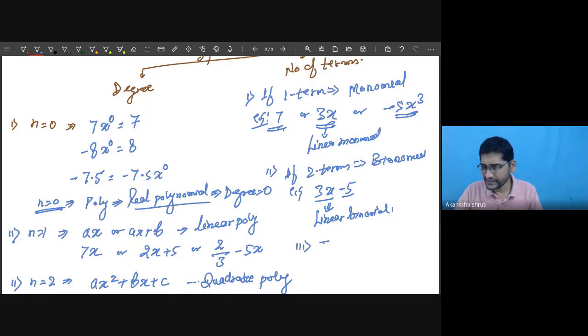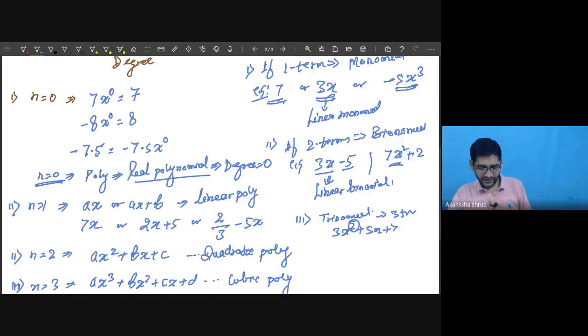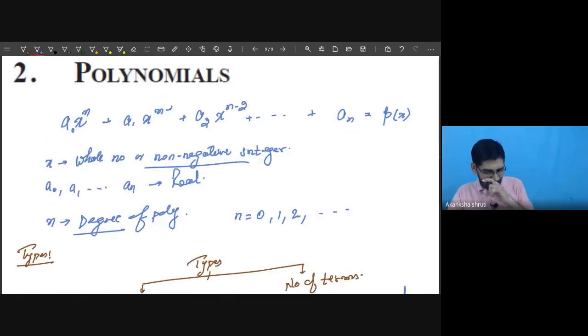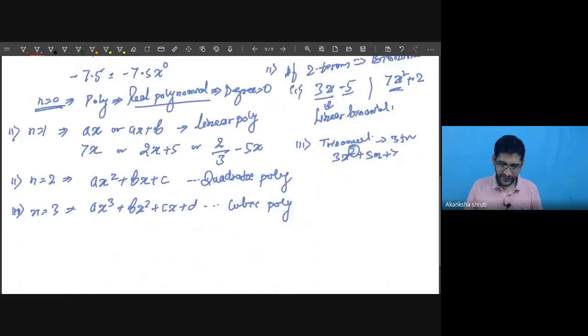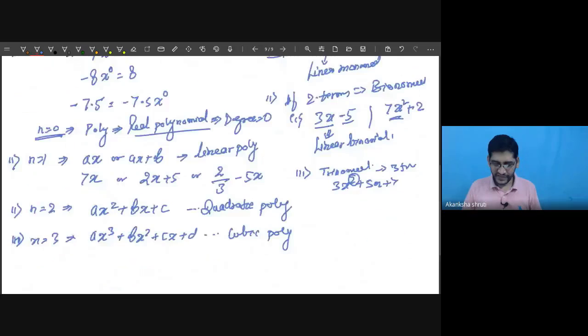The third one is our trinomial, when there are three terms, irrespective of degree. It may be your 3x square plus 5x plus 7. So 3 terms and it is quadratic, so it is a quadratic trinomial. But if you are writing only, say, 7x square plus 2, it is a quadratic binomial. So students, for polynomial, the very first one is identification, and then their name, these two things.